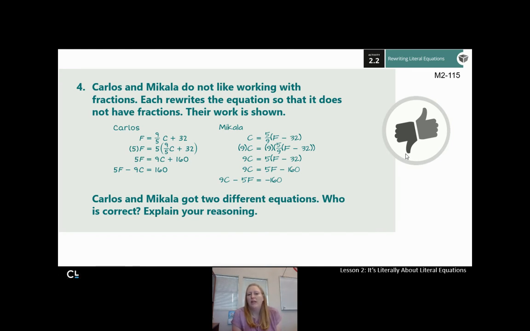So let's talk about another way that somebody tackled it. Carlos and Mikala do not like working with fractions. Can you relate? I think some of you can. So they each rewrote the equation so that it does not have fractions, and they've shown their work here. We've got Carlos on the left, Mikala on the right. But they got two slightly different equations for their answers. So the question is, who's right and why? Hit pause, figure that out, and then hit play when you're ready to check your work.